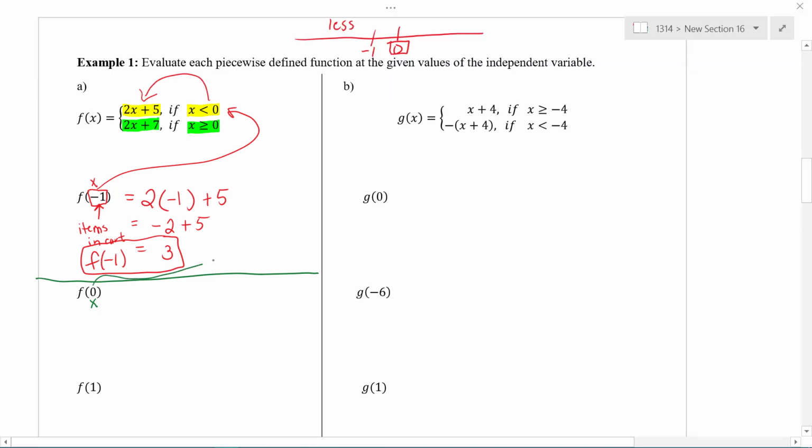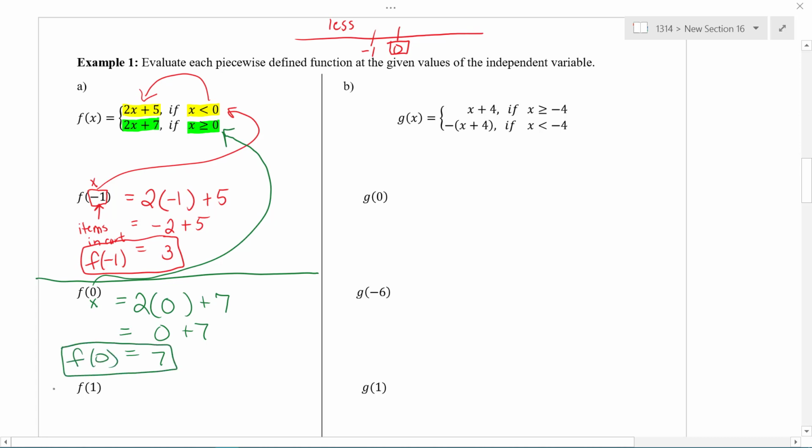So we're going to use equation 2 because 0 fits into that second lane's restrictions. The equation that we're going to use here is 2 times x plus 7. So I'm going to put parentheses everywhere I have an x in equation 2, and I'm going to put a 0 into those parentheses. 2 times 0 is 0. 0 plus 7 is 7. So f of 0 for this piecewise function is a positive 7.